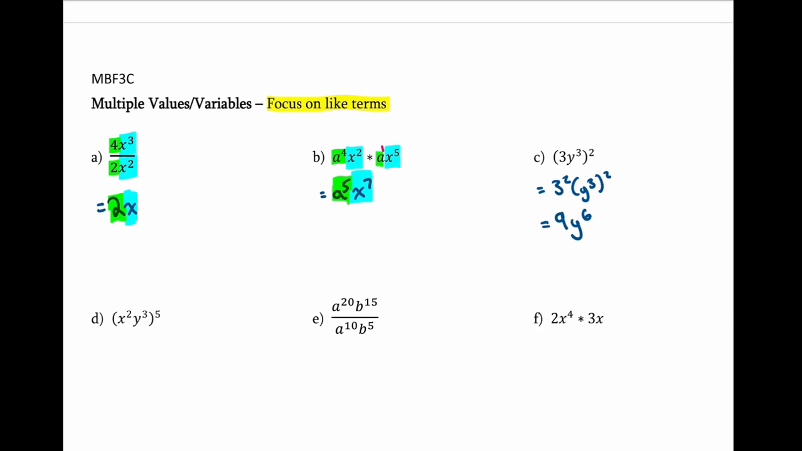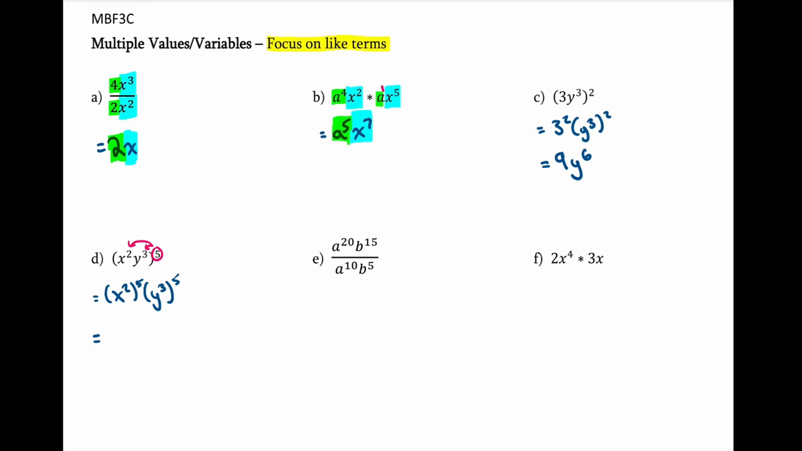D is the same thing, right? We have x squared y cubed all to the power of 5. So this exponent of 5 is going to apply to both the x part and the y part. You could think of it as x squared to the power of 5, y cubed to the power of 5. Our power to a power rule says that I have to multiply my exponents. So x to the power of 2 times 5, or 10, y to the power of 3 times 5, or 15.